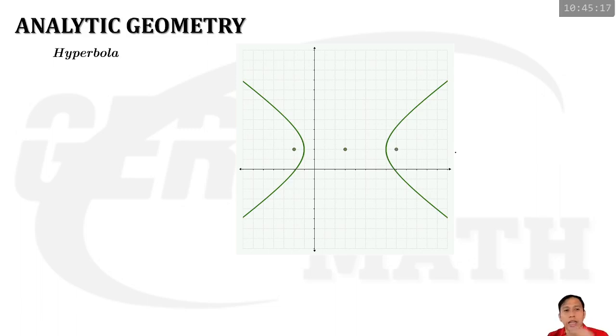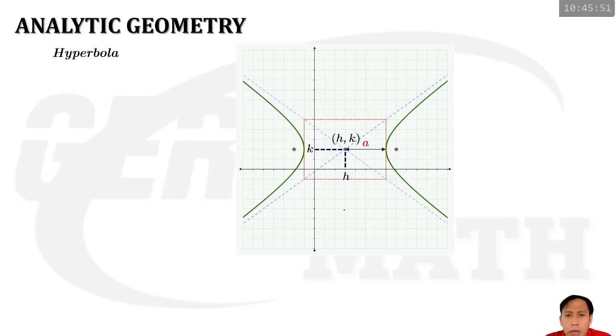Earlier, for the ellipse, the sum was constant. These are still called the foci, and this is the center. So (h, k) is the center, and the distance from the center of the hyperbola to the curve is the semi-transverse axis.